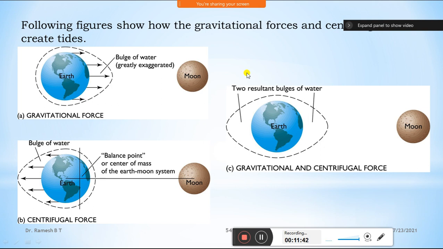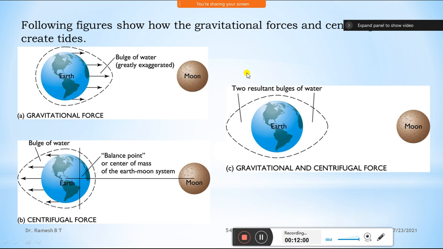The tidal range varies from one location on earth to another. In one location we get a maximum, and in another location we get a minimum, which is what we discussed in the previous class: diurnal, semi-diurnal and mixed.